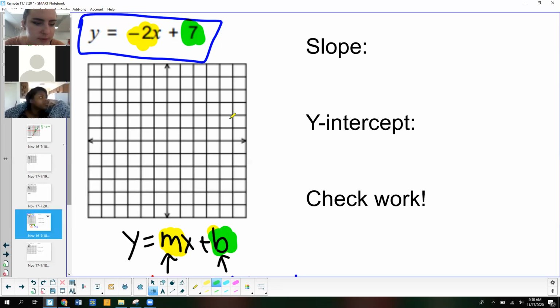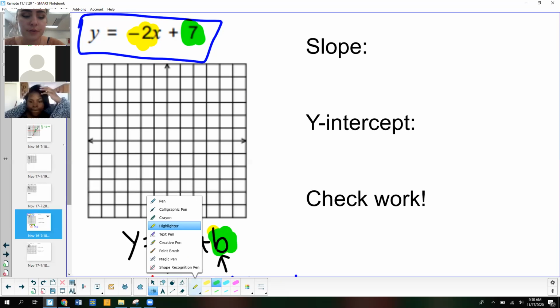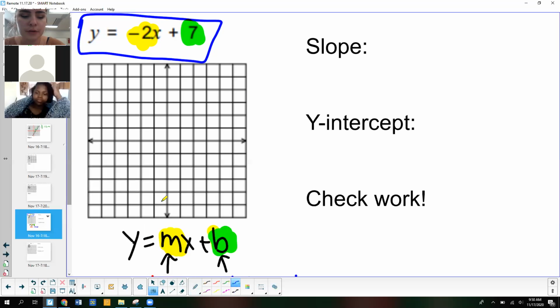So I see Maya said the slope is -2 and the intercept is 7. Good. So I like highlighting. It really helps me. If it helps you guys too, you can also do that. So our slope is going to be -2, because we took this -2 out of our equation that we were given. And then we've got +7 as our y-intercept. I just wanted to practice that.